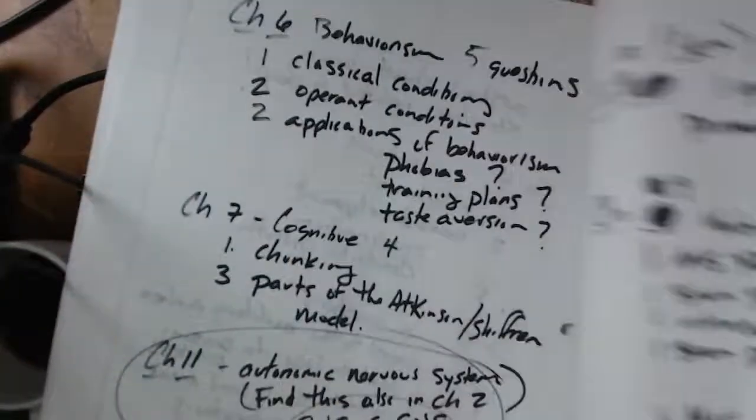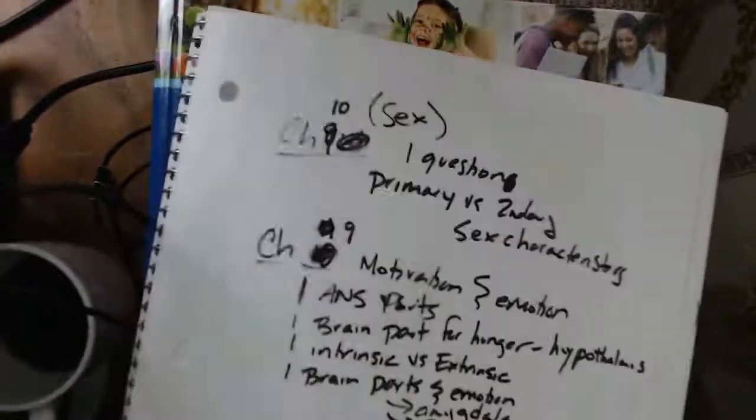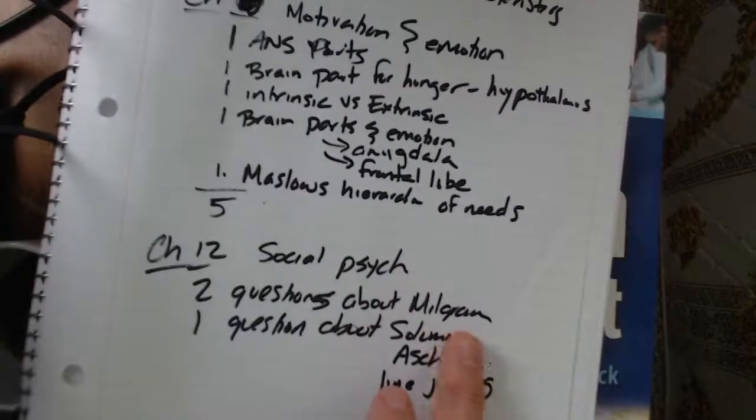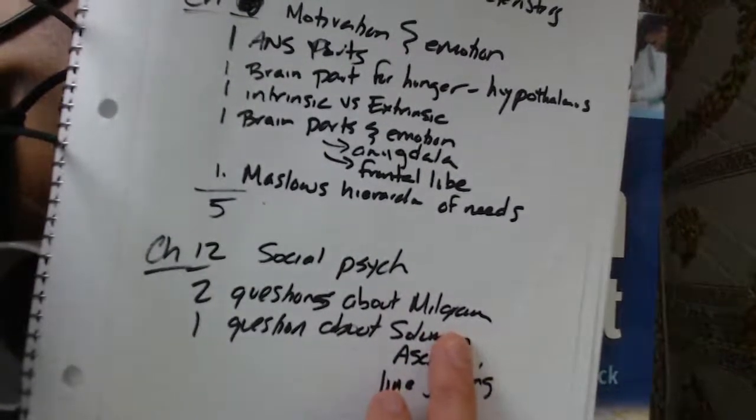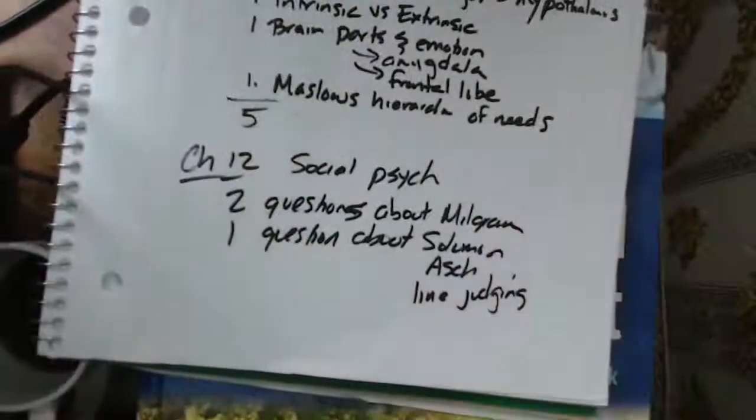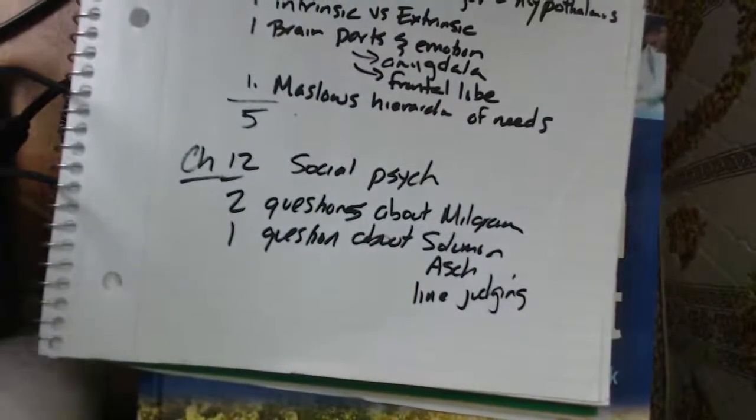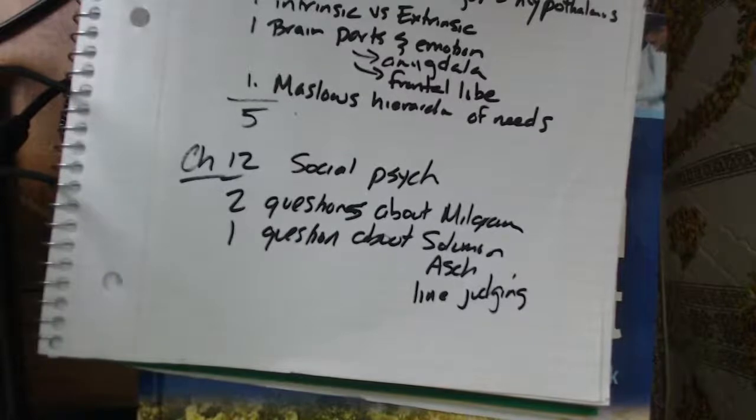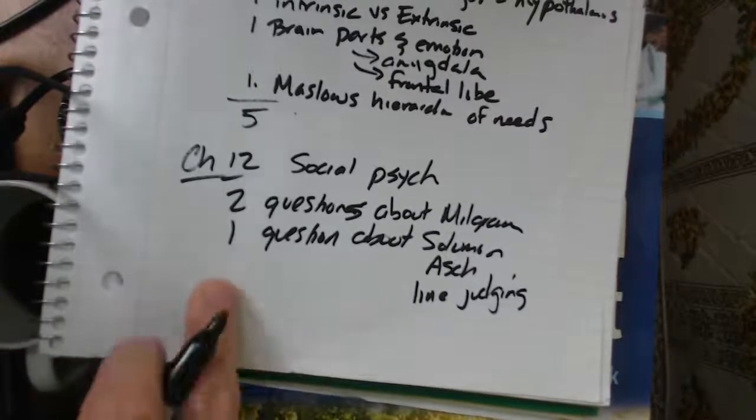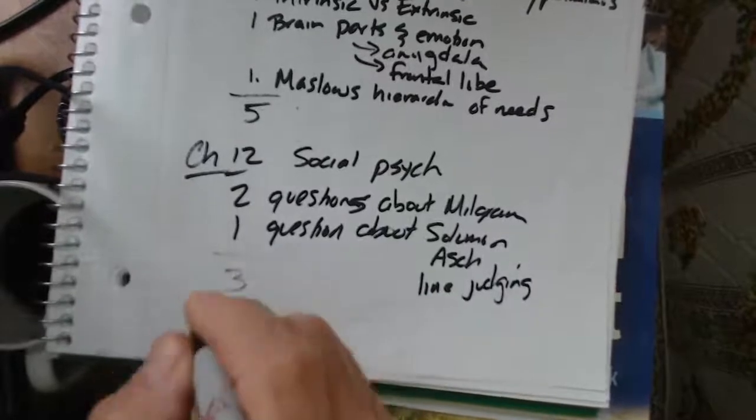Two questions about, for 12, two questions about Stanley Milgram. Remember, Stanley Milgram is the person that did the shock learning study that showed that people are willing to shock another person on the orders of somebody in charge. So 3 questions for chapter 12.